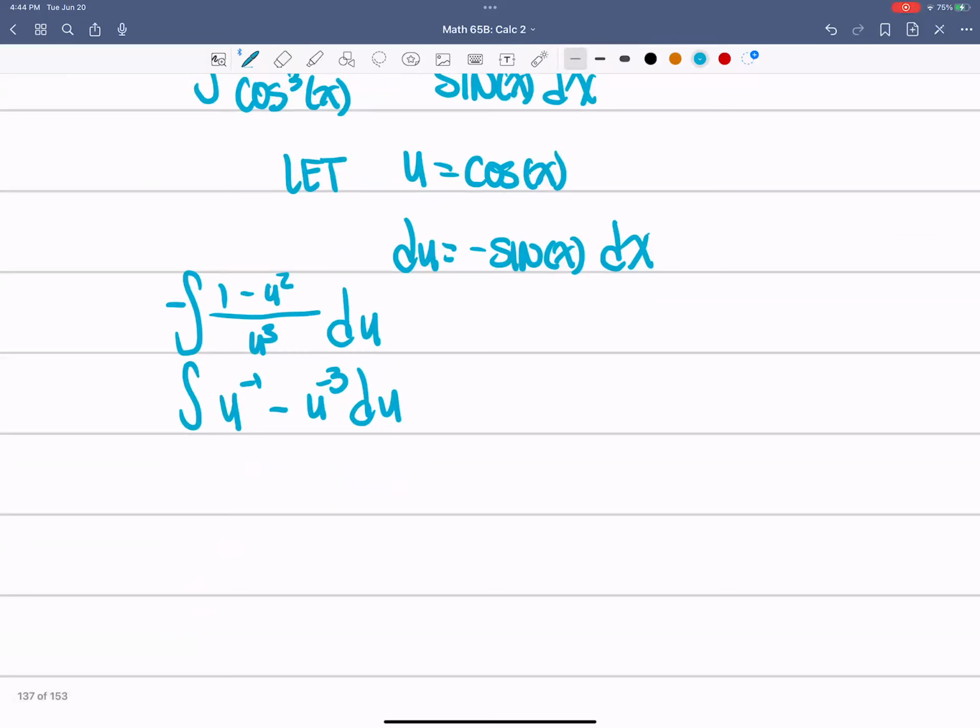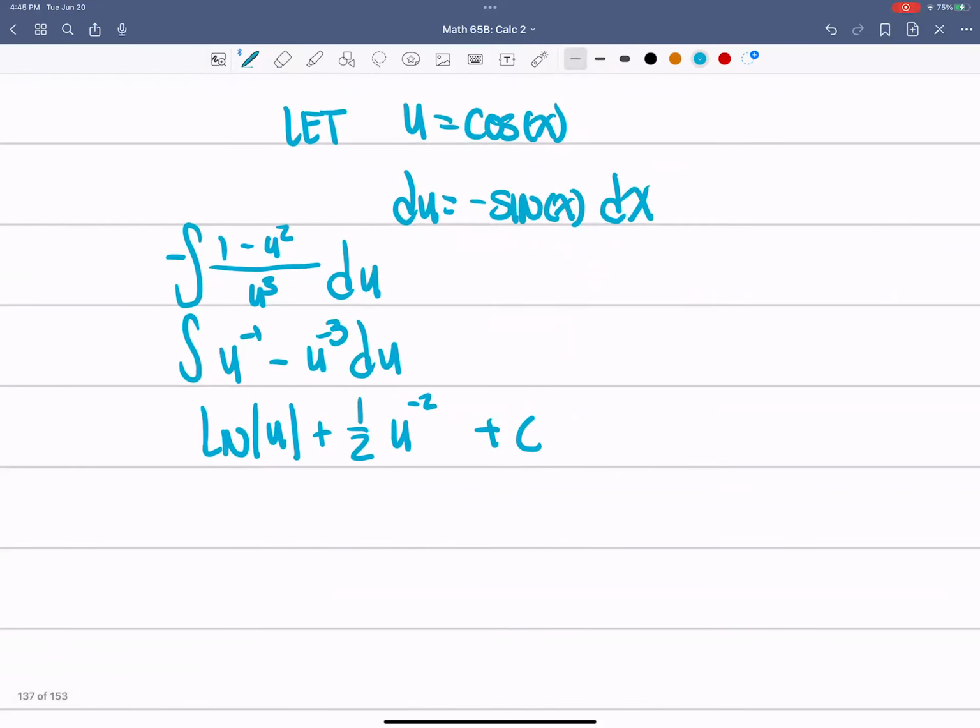And now let's integrate. So this is going to be ln of u minus u to the power of -2. That's going to be a negative, so that would be +1 over 2, plus c. u is cosine x, so we have ln of the absolute value of cosine x plus 1 over 2 cosine, the reciprocal of cosine is secant, so secant squared x, plus c.